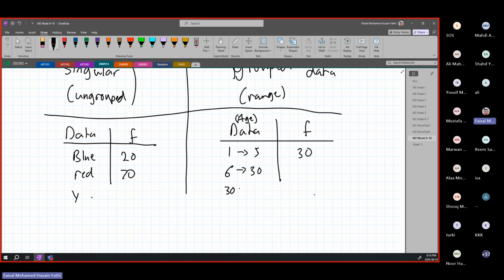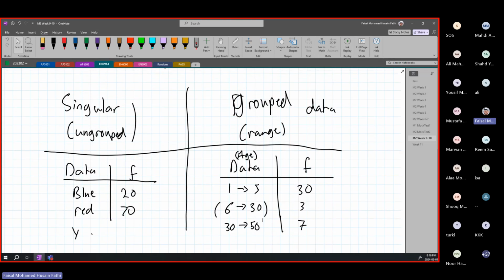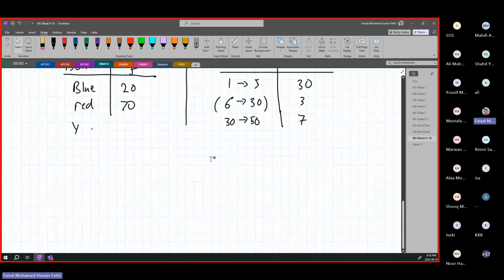and then you go from 30, for example, to 50. And there are 3 people here and maybe 7 people here. The idea is you have a range starting from 6, ending at 30. This is known as grouped data, all right? And usually there are different ways of presenting this data.